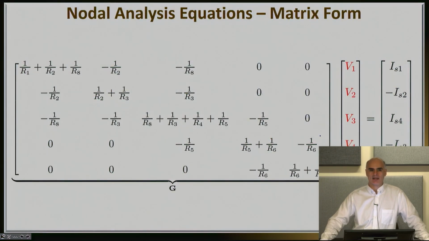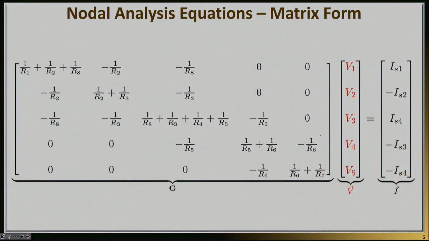Let's see the final expression here. So, this is the final expression that I have for my matrix form. I have my G form, I have my unknown vector V, which I have called V with a little bar on the top, and then I have my known vector I, which has basically all the known values.